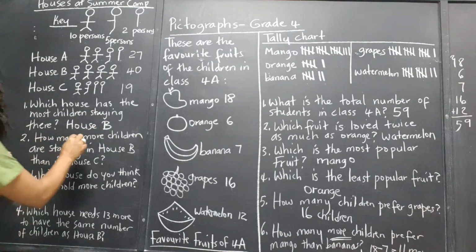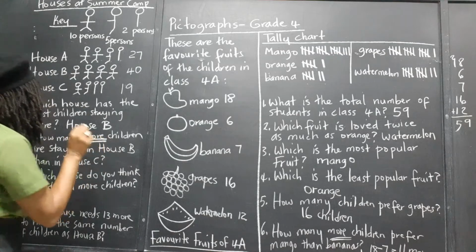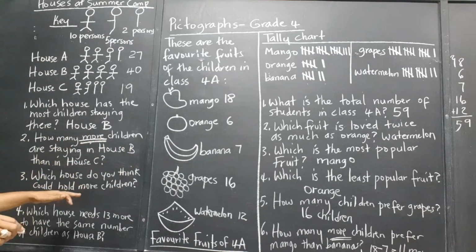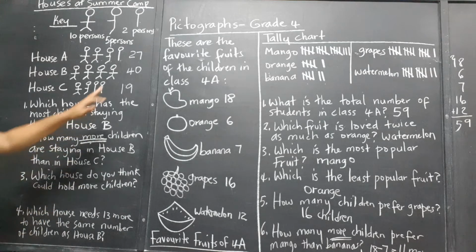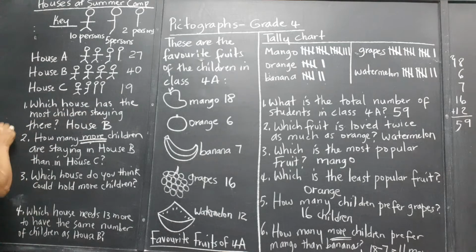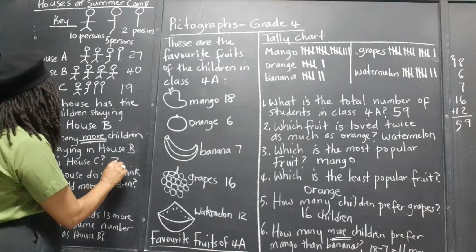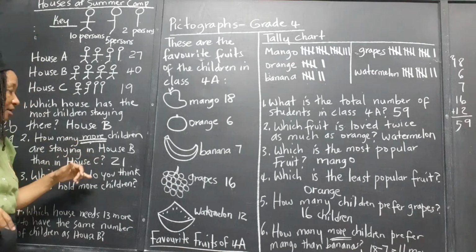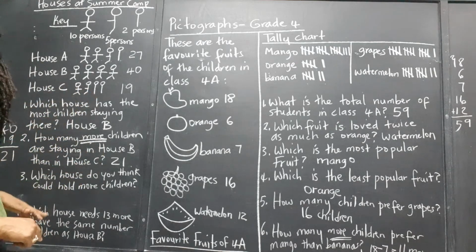How many more children are staying in house B than house C? Alright, so house B has 40, house C has 19. So 40 subtract 19, that gives us 21. 21 more children are in house B than house C.